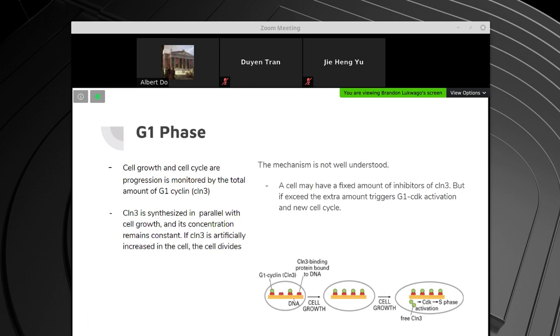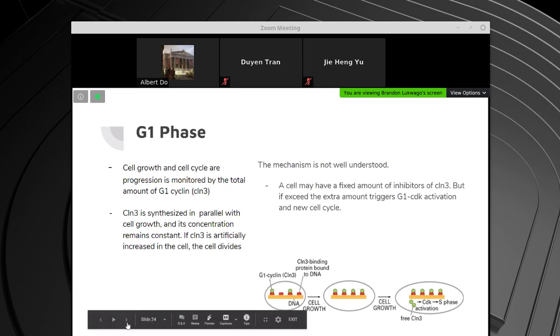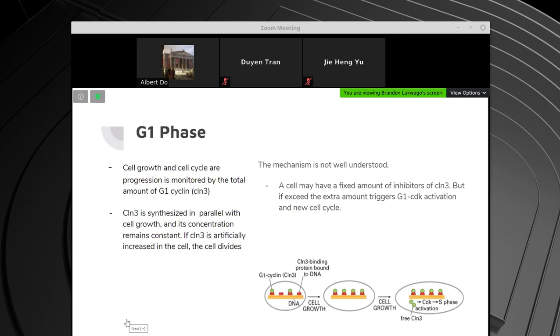This mechanism is not well understood, but one possible way to explain it is that a cell may have a fixed amount of inhibitors of the CLN3, and if it exceeds that, the extra amount triggers the G1 cyclin activation and a new cycle. Since all cells receive the same amount of DNA, it has been speculated that the DNA was in the inhibitors of the CLN3.